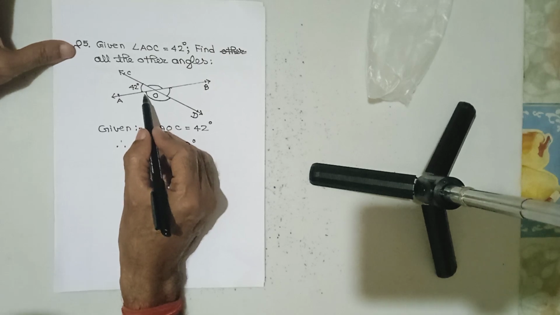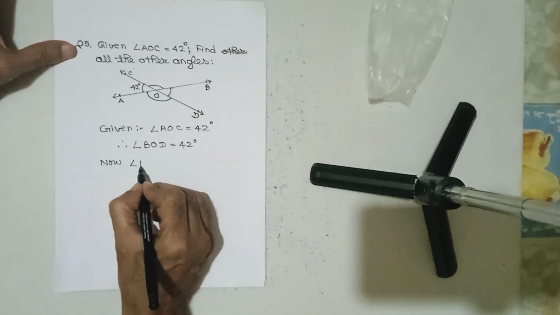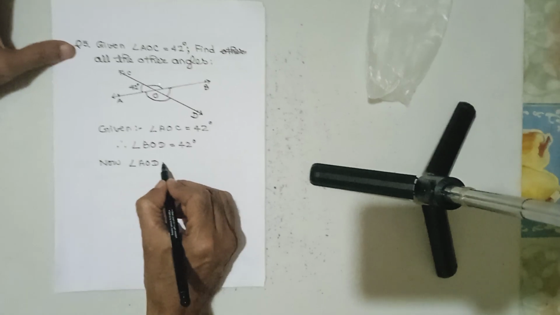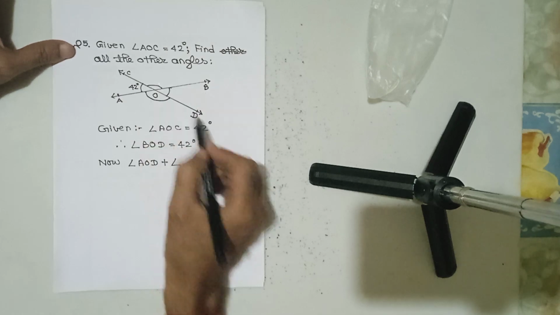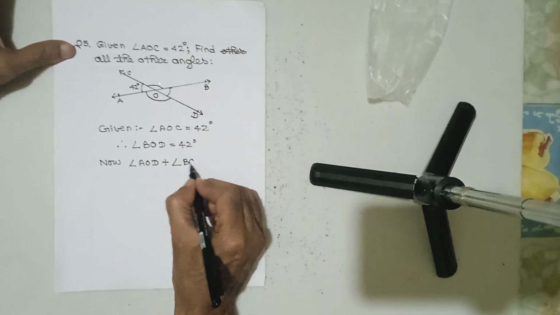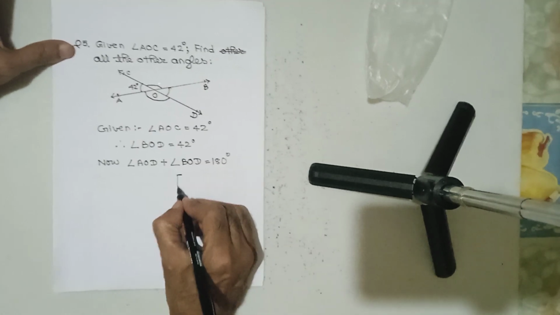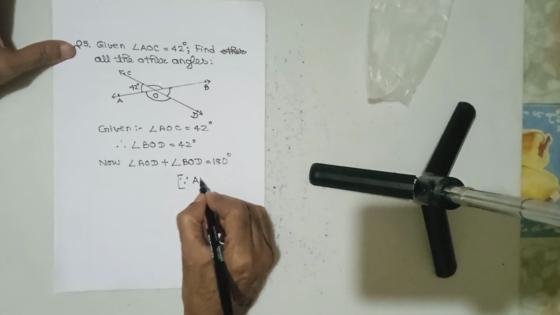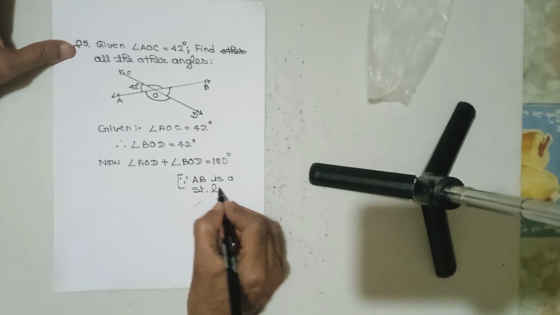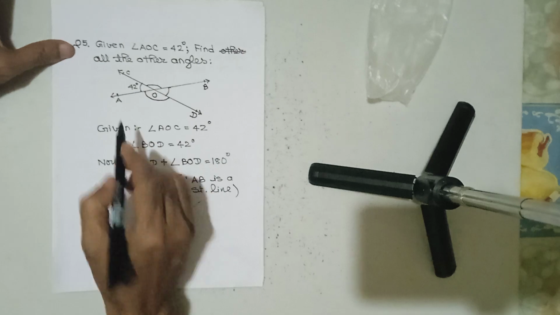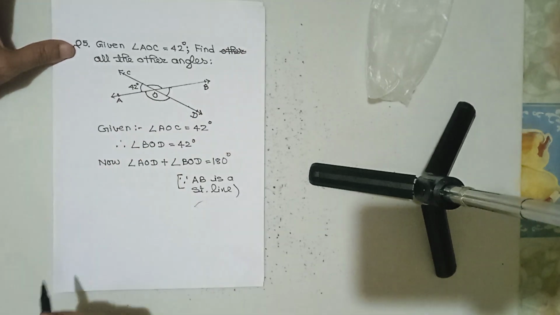Now the sum of angle AOD plus angle BOD is equal to 180 degree. Why? Because AB is a straight line. We can also say that AOD and BOD are a linear pair.